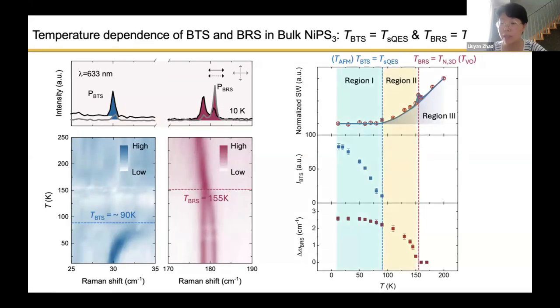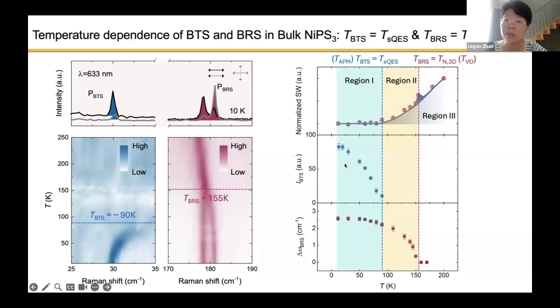So then we note that above this 155 Kelvin, no symmetry is broken. So that is just our paramagnetic phase. Between 155 and this 90 Kelvin, only the rotational symmetry is broken, but the translational symmetry didn't break over this regime. So then it's more fair to say that this TN3D is actually the vestigial order's onset temperature rather than the AFM's onset temperature, because translational symmetry didn't break at this temperature. Translational symmetry breaks at this lower 90 Kelvin temperature.